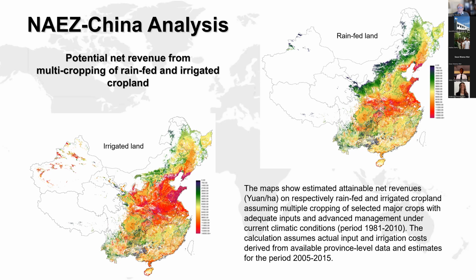And you can see here the dark red areas would be those where, with irrigation, the highest net revenues could be expected by farmers. And where you go to the orange or greenish tones, these would be more marginal areas.